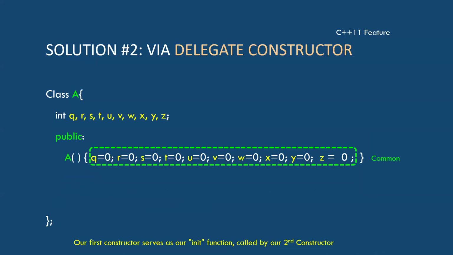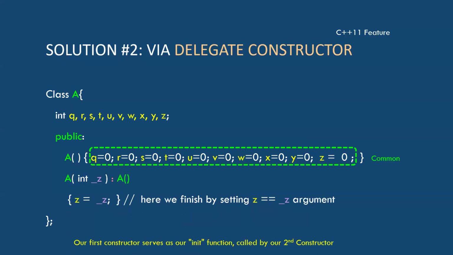So here is our kind of fully defaulted base constructor. And here's a constructor that is calling the delegate constructor alone, and then after that happens, it overrides the Z value. So that's another way of doing it. And this is what we call a delegate constructor, okay?